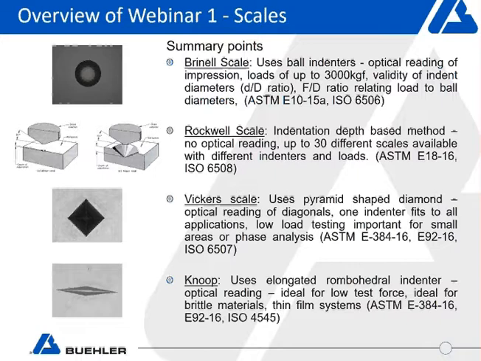The other technique we also looked at last time was Knoop scale, which uses an elongated rhombohedral indenter. With the Knoop, you don't get as much depth being impressed onto your surface. So it's more of a surface technique, which means you typically use really low test forces. It's also ideal for brittle materials or whenever you're working with thin film systems.